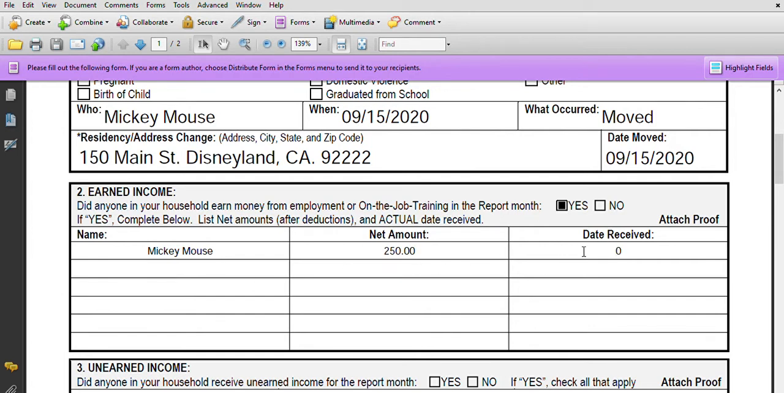Let's say he gets paid on the 1st, so he got paid on 9/1/2020. And then Mickey got paid again. He got paid, let's say, $300 on the 15th.